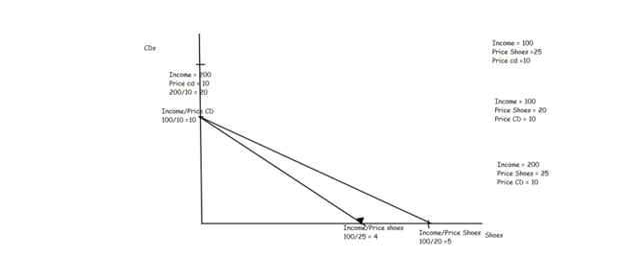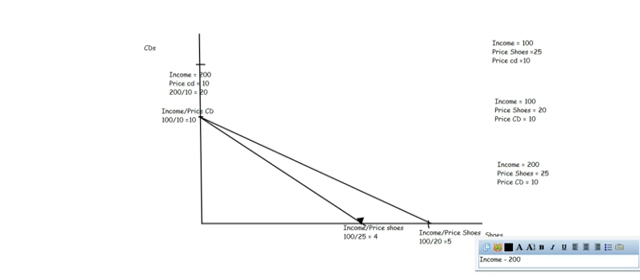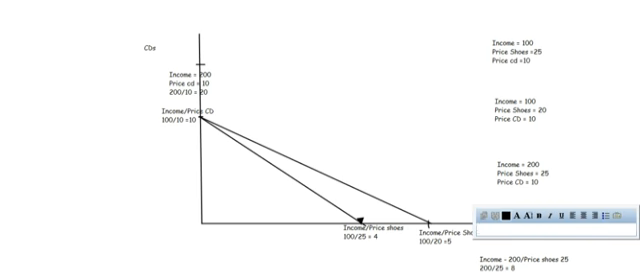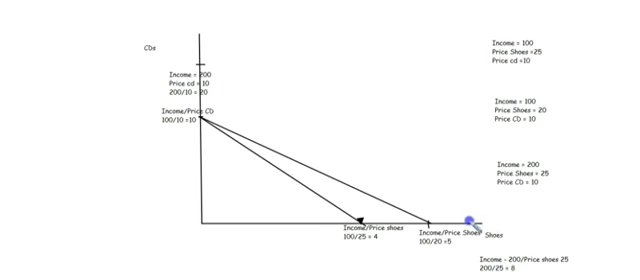But what's going to happen to our intercept for shoes? It's going to be someplace over here. An income of 200 divided by a price of shoes of 25 gives us 200 divided by 25, and that equals 8. So our new intercept term is going to be right here. It's a little hard to see because I've had to put that down kind of far.